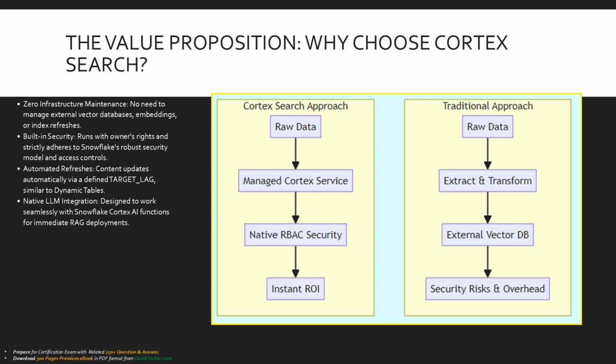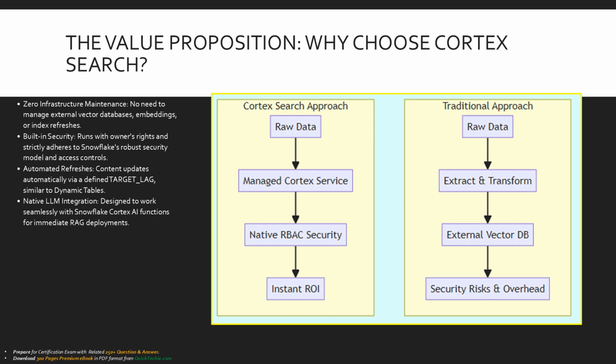Now that we know what it is, why should you adopt Cortex Search over a traditional external search engine? The most profound benefit is the absolute elimination of infrastructure maintenance. You no longer have to worry about provisioning vector databases, manually tuning search quality parameters, or orchestrating complex, fragile data pipelines to refresh your search indexes. Everything happens natively.